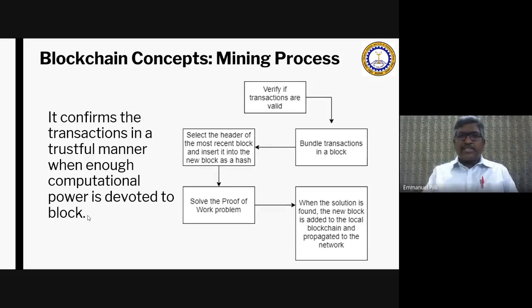So what actually happens in these things? What you do is verify if all the transactions are valid. Once the transactions appear to be valid, you bundle the transactions into a block, select the header of the most recent block, insert it into the new block as a hash, then solve the proof of work problem. The proof of work problem is to find the nonce value which satisfies the hash value. That's the challenge. When the solution is found, the new block is added to the local blockchain and propagated to the network. So it confirms the transactions in a trustful manner when enough computational power is devoted to get that block. So this is a slightly difficult challenge.